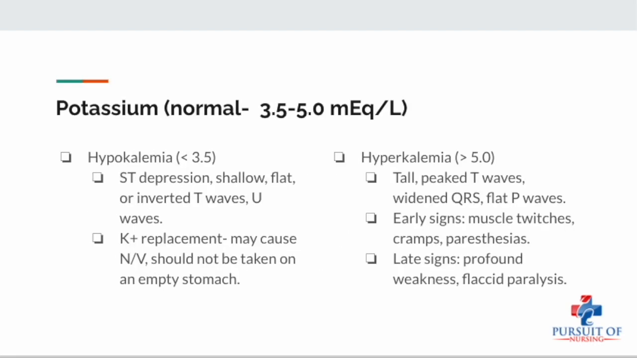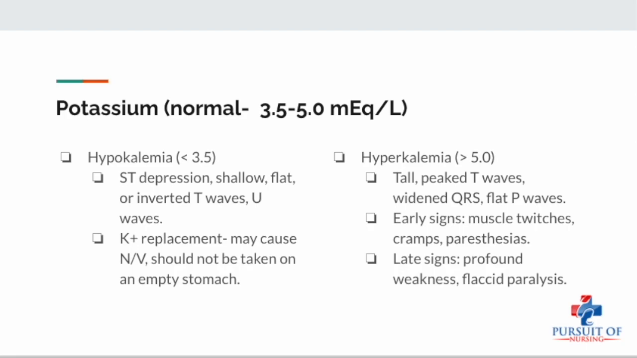All right, so let's get into some lab values. A normal potassium is 3.5 to 5. That would mean that hypokalemia, the low potassium level, is anything less than 3.5, and hyperkalemia is anything greater than 5. With hypokalemia, your EKG is going to show an ST depression, some shallow, flat, or inverted T waves, maybe some U waves. And any potassium replacement may cause nausea, vomiting, and it should not be taken on an empty stomach because of the GI upset that it can cause.